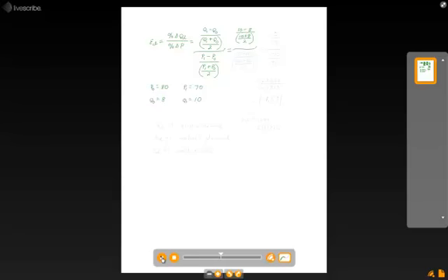Let's go ahead and put in our prices. So we have our price at time period 1, which is going to be 70, minus our price at time period 0, which is going to be 80. We're going to divide that by P1, which is 70, plus P0, which is 80, and then all of that is going to be divided by 2. All right, and then we're going to go ahead and put that in parentheses.